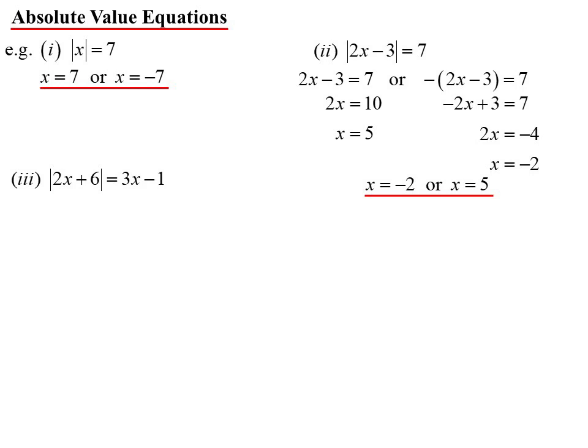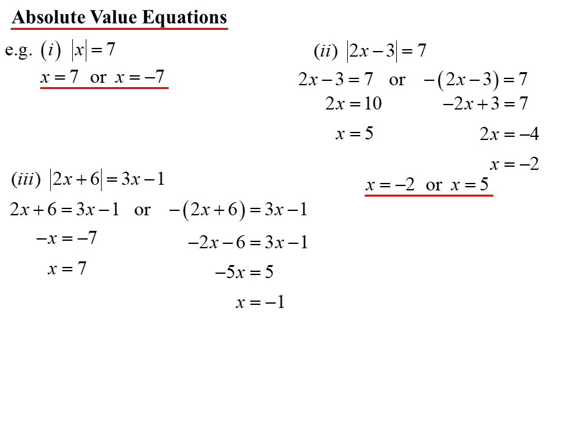So again, something like this, I would go, well, either 2x plus 6 is 3x minus 1, or the negative of 2x plus 6 is 3x minus 1. Solve each of them independently. Now, a lot of people would just be happy to write down the answer, x equals 7 and x equals negative 1, but, of course, x equals negative 1 is not a solution. So if you go and substitute it back in, the right-hand side becomes negative 4, and it's impossible for an absolute value to equal negative 4.